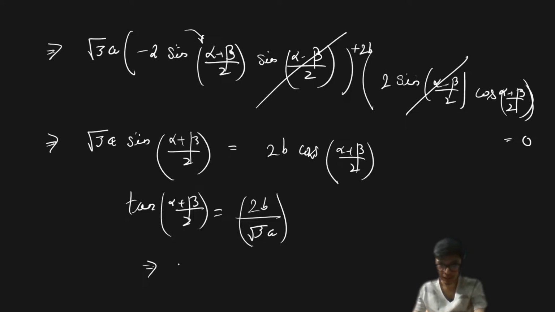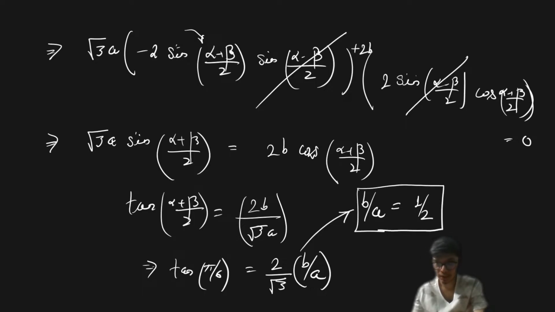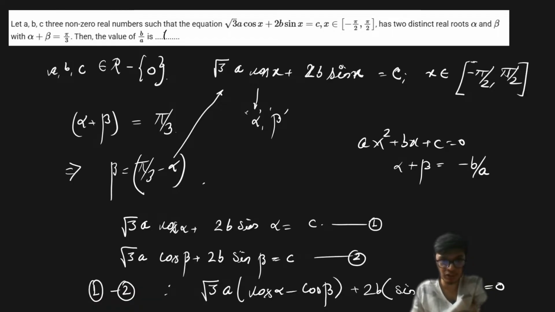Since alpha plus beta is given as pi upon 3, tan of pi upon 6 is equal to 2b upon root 3 a, and that is going to simplify as follows. Therefore b upon a is going to be equal to 1 upon 2, right? So the numeric answer to this particular question is going to be 0.5. That is the numeric answer to this question.